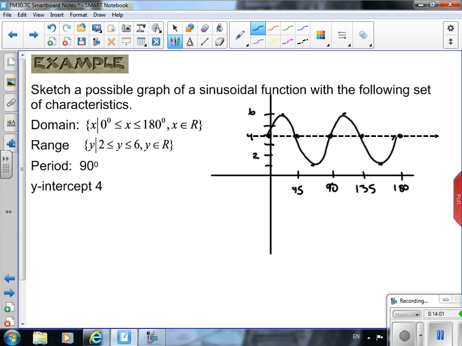So there we can see the period. It starts at the midpoint, going up, down, and back to the midpoint. So this graph gives us 2 full periods.